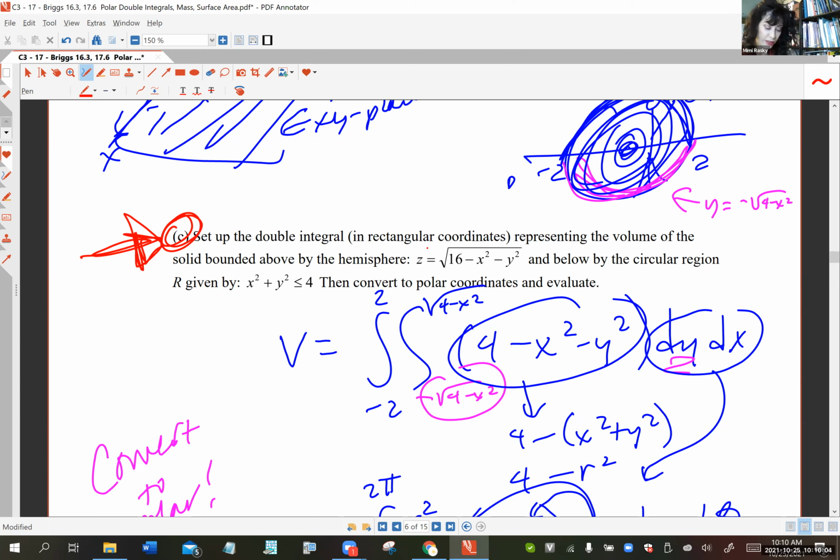Suppose that you're trying to find a volume of a solid. You want to set up a double integral in rectangular coordinates first, and then we will notice that it's kind of hard to do in rectangular, so then we'll convert. Okay, but first we'll set it up. So here's the capping surface, z equals the square root of 16 minus x squared minus y squared, and below by the circular region, that's understood to be in the xy plane.